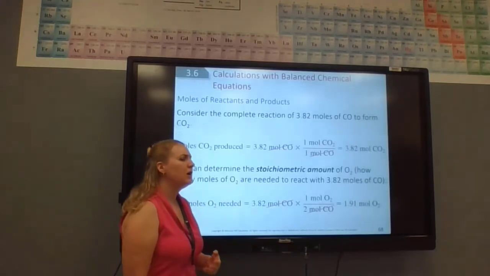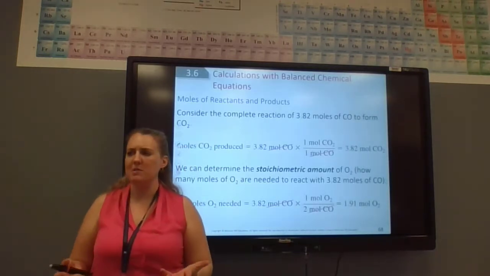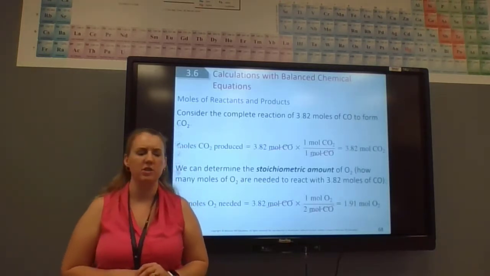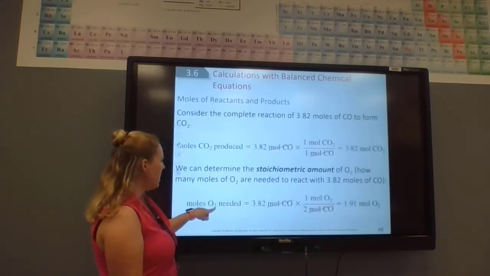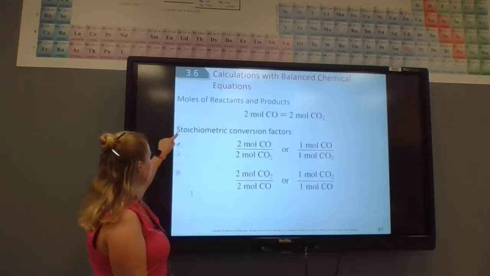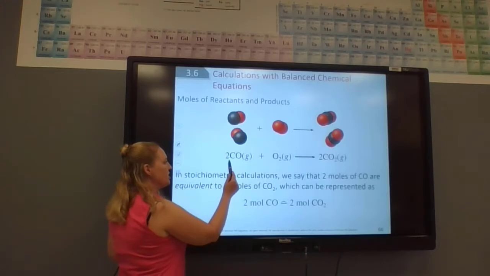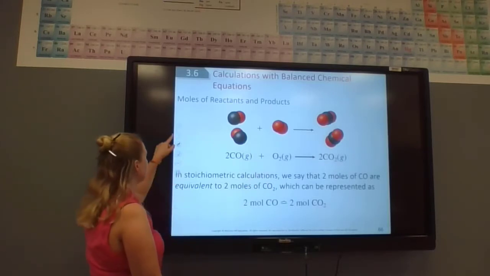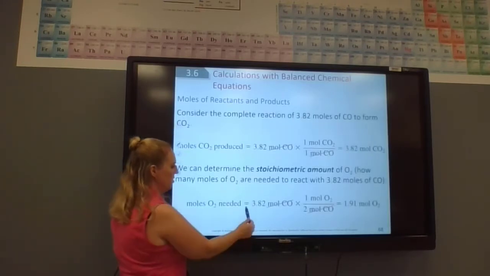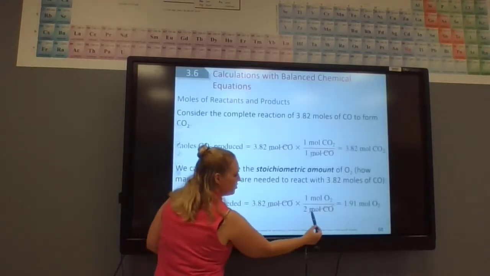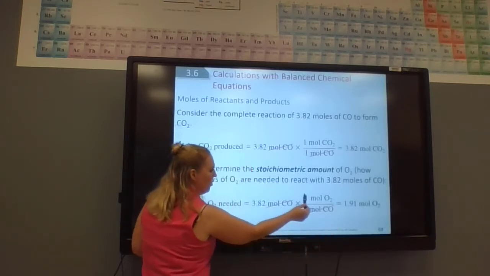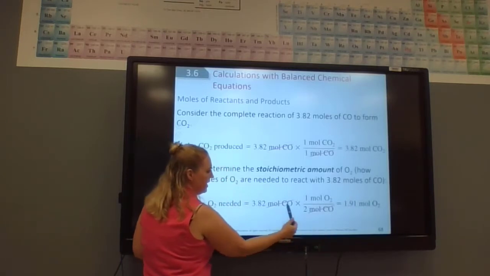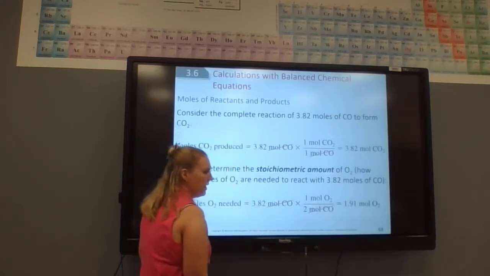Now what if I say, okay, that's fine, but I want to know how much oxygen I also need to put into that reactor. So oxygen, let's look at our equation here. What's the ratio between carbon monoxide and oxygen? 2 to 1. Good. 2 carbon monoxides to 1 oxygen. So when I do that conversion, again, carbon monoxide drops to the bottom so it'll cancel. 1 oxygen to every 2 carbon monoxides, it would require 1.91 moles of oxygen.